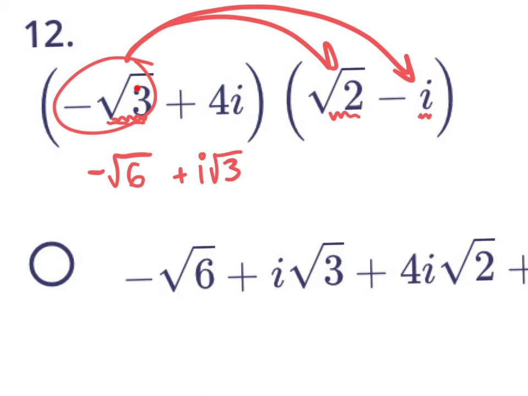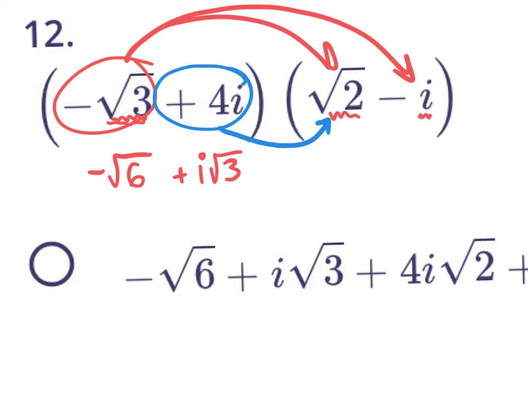Once again, negative square root of 3 times -i, a negative times a negative is a positive. And the square root of 3 times i, you can't really do that, so let's just rewrite it, i square root of 3. Put your variable first and then the square root second. So we've distributed the first term. Now let's distribute the second term, the positive 4i.